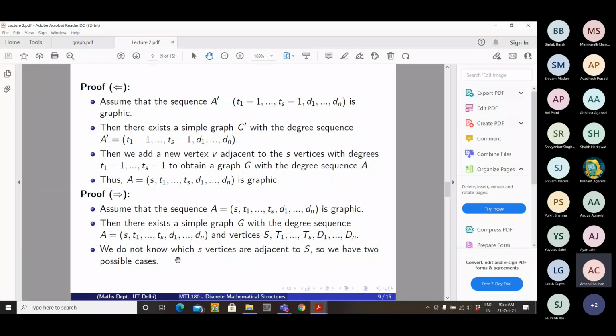Now we observe that we do not know whether the vertex with degree S is adjacent to the first S vertices, T1, T2 up to Ts, or not. So we cannot remove S initially to get the sequence T1 minus 1, T2 minus 1 up to Ts minus 1 and D1, D2 up to Dn. So we break this into two cases.